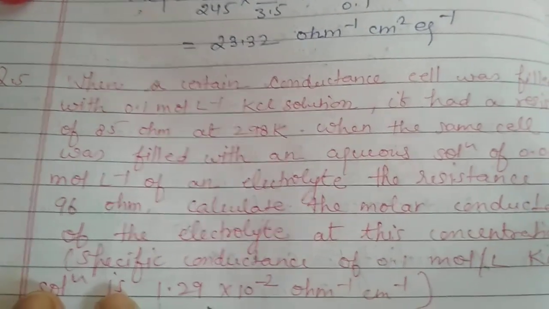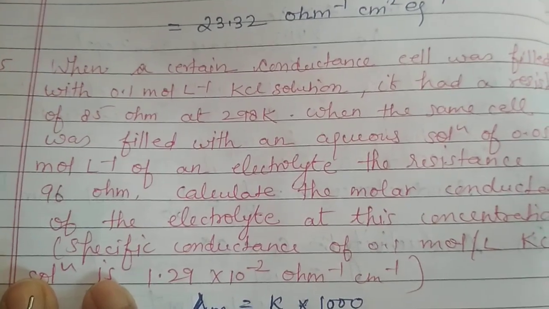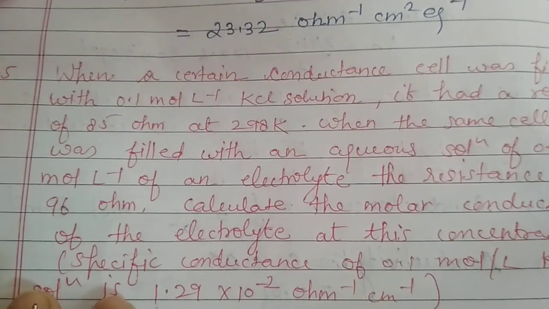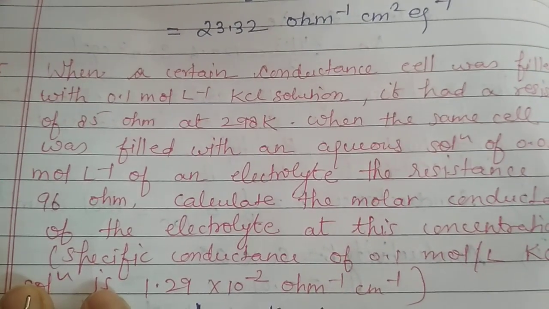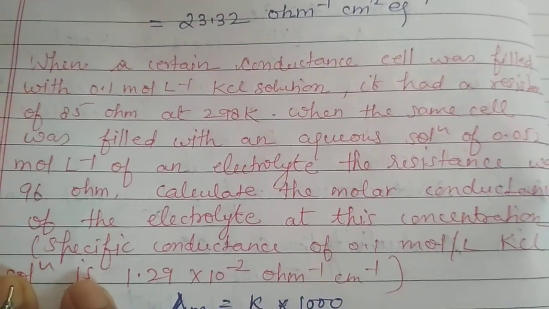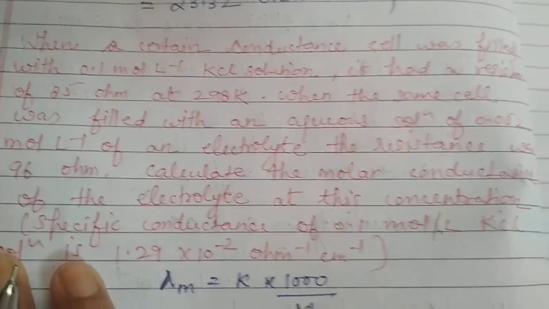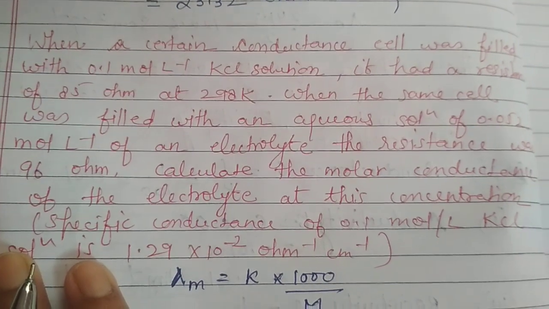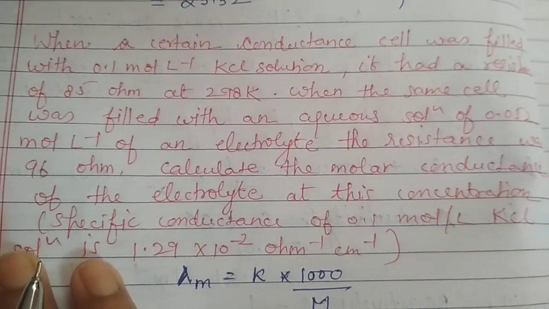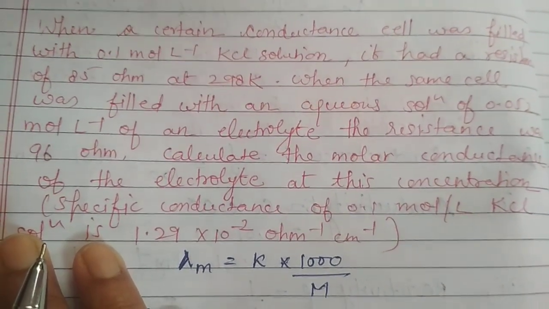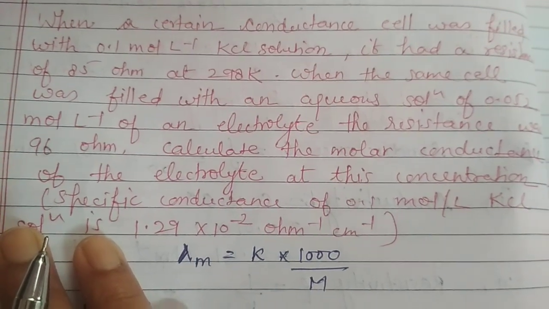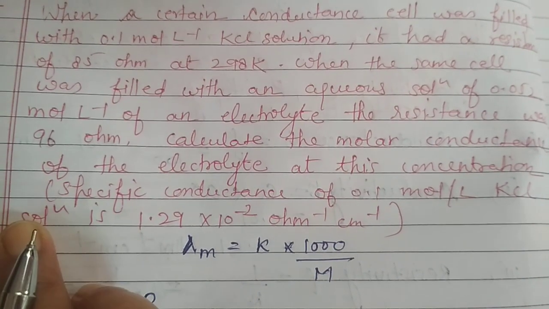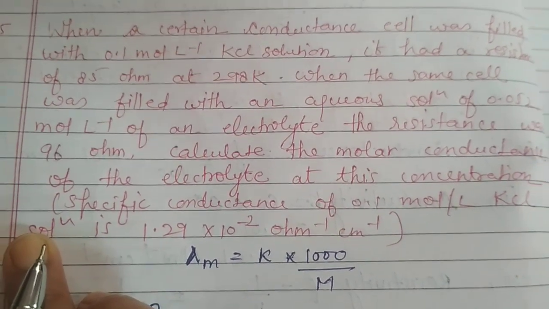When a certain conductance cell was filled with 0.1 mole per liter KCl solution, it has a resistance of 85 ohm at 298 Kelvin. When the same cell was filled with an aqueous solution of 0.052 mole per liter of an electrolyte, the resistance was 96 ohm. Calculate the molar conductance of electrolyte at this concentration. Specific conductance of 0.1 mole per liter KCl solution is given to you.